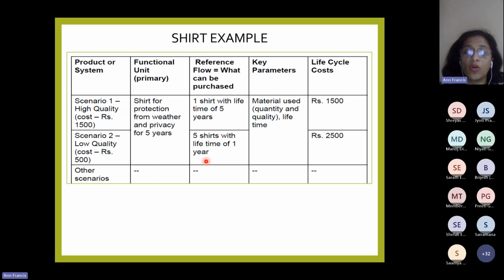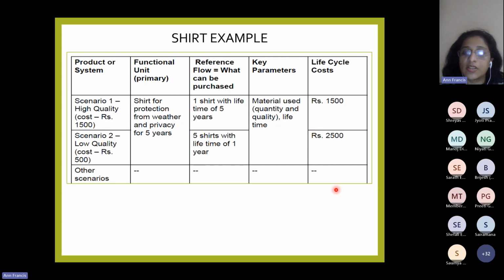So the impact because of a low quality shirt, one shirt might actually be low. But if you're using five of that across 5 years, then there is a difference. A high quality shirt may be impacting more, but over the period of 5 years, it might be impacting less compared to your low quality shirt. So what I'm trying to say is that the unit that you're using for comparison should make sense. If I'm taking 5 years, it makes sense. I'm comparing a high quality shirt which I'm using for 5 years versus a low quality shirt, which again I cannot use for 5 years, so I need five of them.